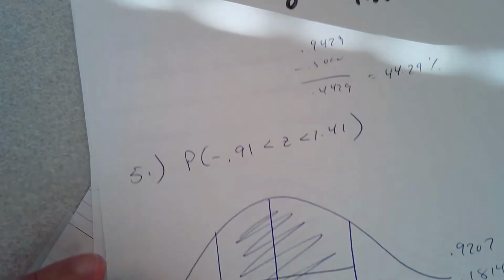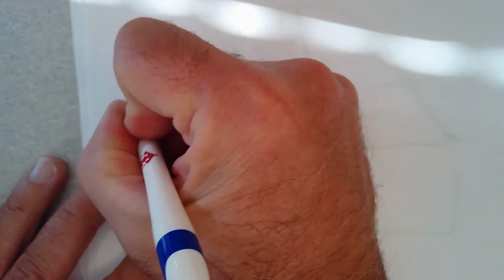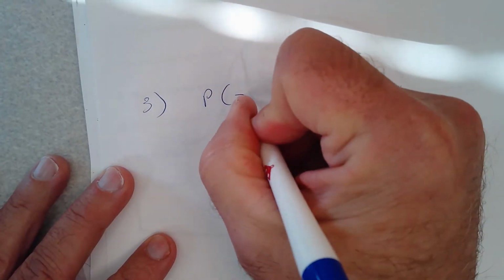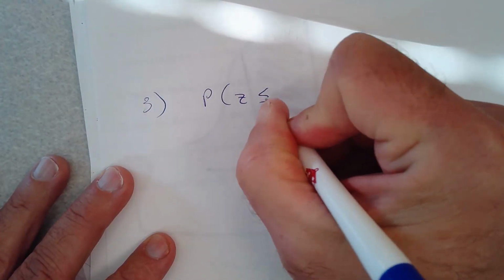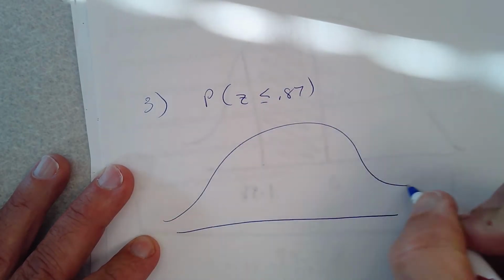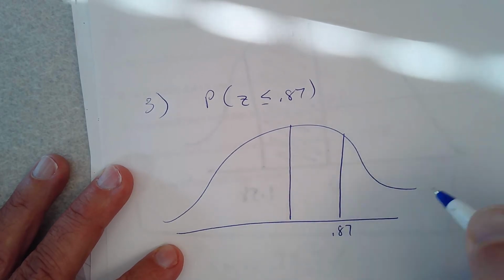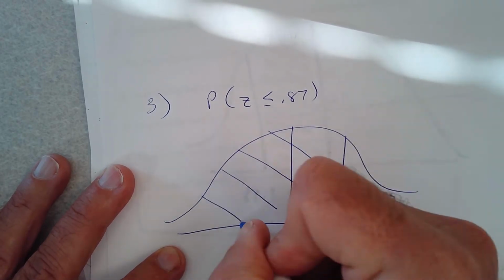So that's how we find probabilities. That's how we use the curve. I'm going to do 2 more examples. I'm going to do example 3 on the paper, which says find the probability that z is less than or equal to 0.87. So less than or equal to means I shade to the left.